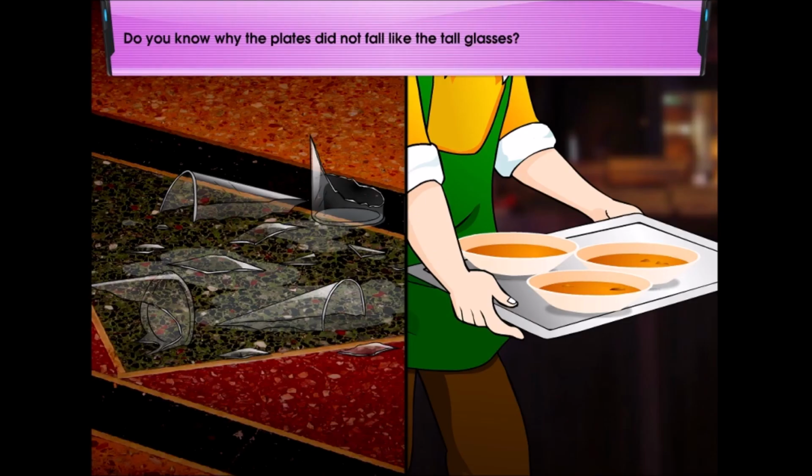Do you know why the plates did not fall like the tall glasses? Think about this.